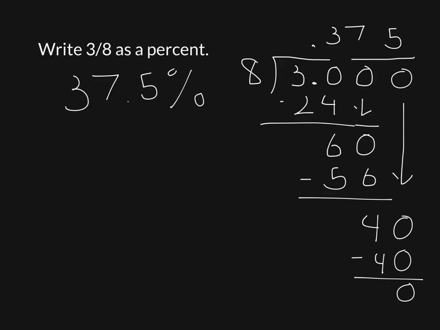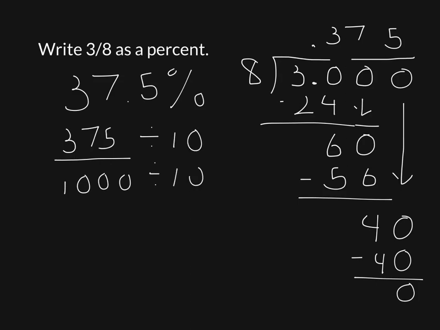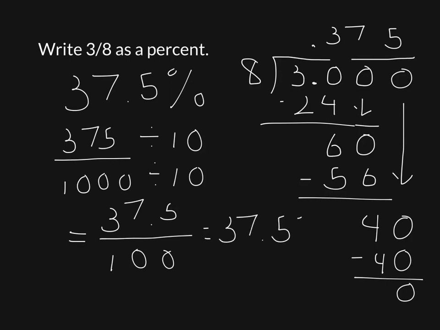But if you don't like doing it that way, you can also go, it's 375 over 1,000. And you can divide by 10 on the top and on the bottom. And when you do, you get 37.5 over 100, which also gives you 37.5%. Two ways of thinking about it. But the answer, 3/8 as a percent, is still going to be 37.5%.